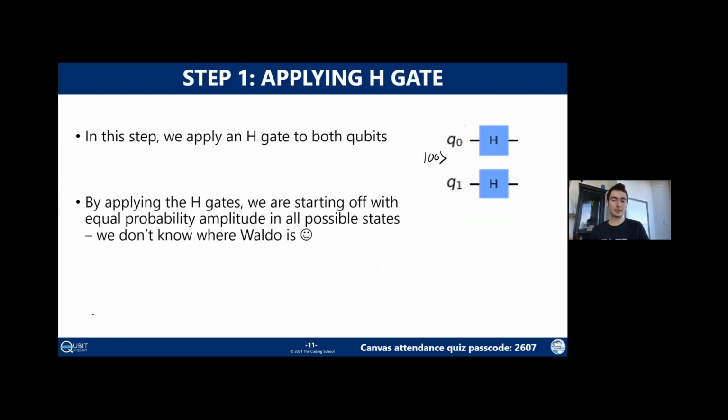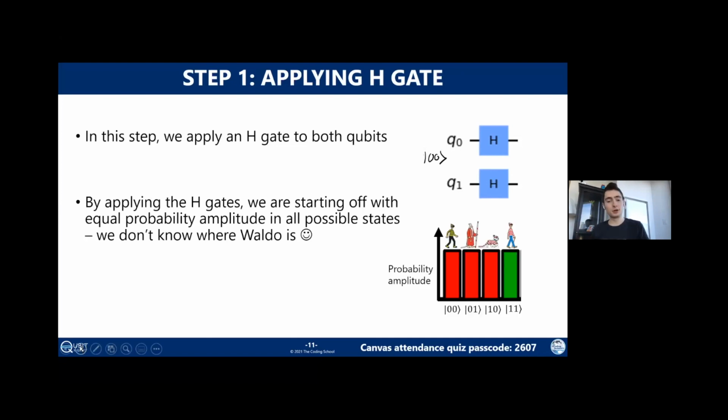So one way to think about this is we're kind of starting off with a 25% chance of our target element being in any of these states, right? At the beginning, we don't know where Waldo is, and so our quantum state should represent that. And it represents that by having a uniform superposition over all possible locations for Waldo, right? We don't know if Waldo is in 00, 01, 10, or 11, and so our superposition is uniform across all of those.